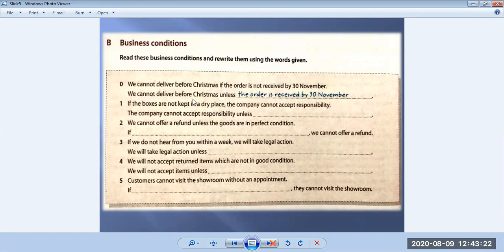Here: We cannot deliver before Christmas unless the order is received by 30 November. So we have used over here the linking word, what? Unless. Here was the if condition. So now here, if the boxes are not kept in a dry place, the company cannot accept responsibility. So how are we going to change it? The company cannot accept responsibility unless, what do you think? Unless, hold on.